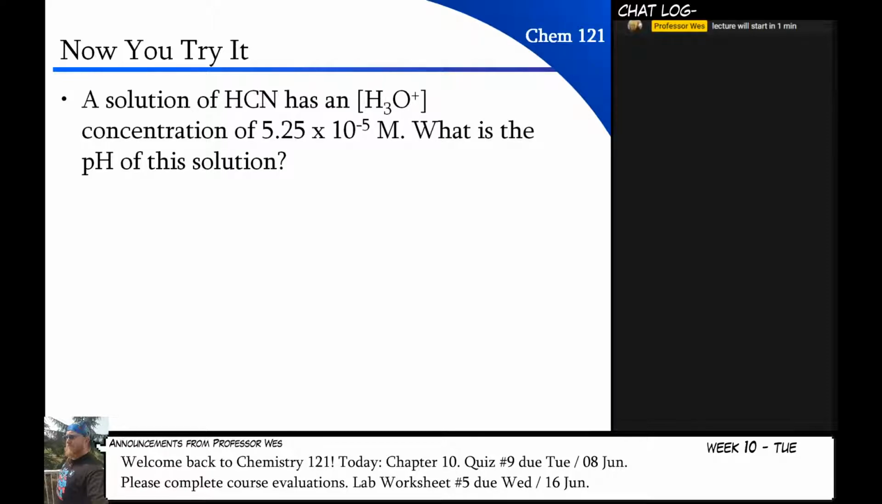All right, so you should have typed in negative log 5.25 times 10 to the negative 5. And the answer that comes out is 4.28 pH. So if that's what you got, that's the right answer.